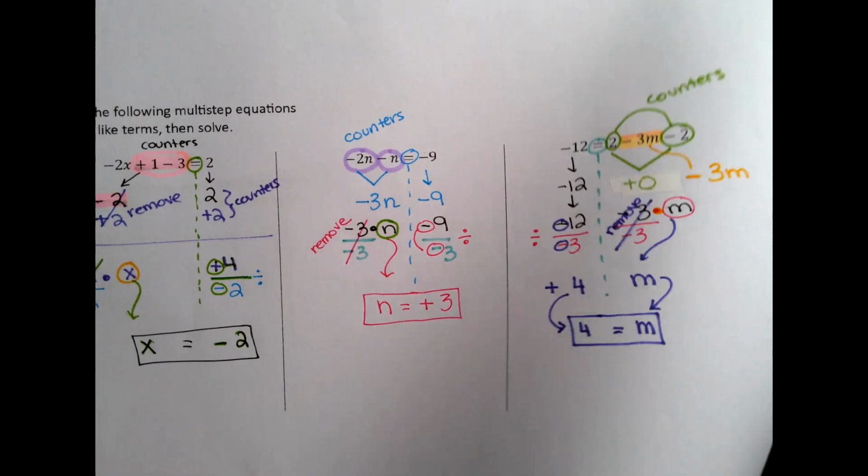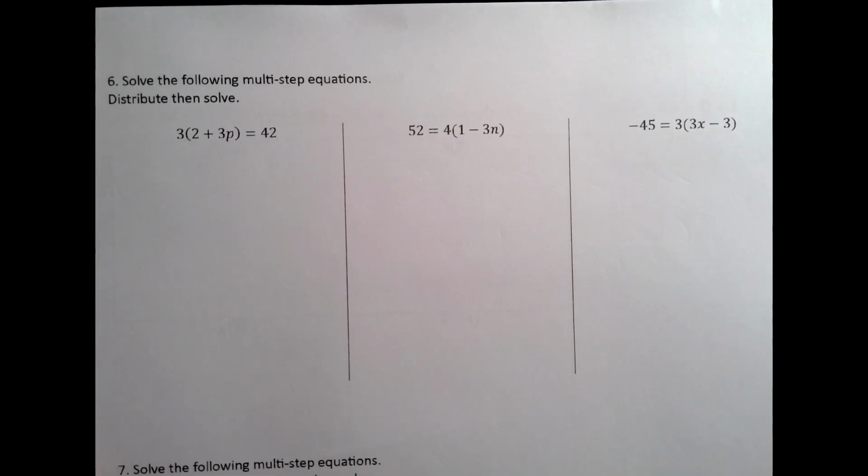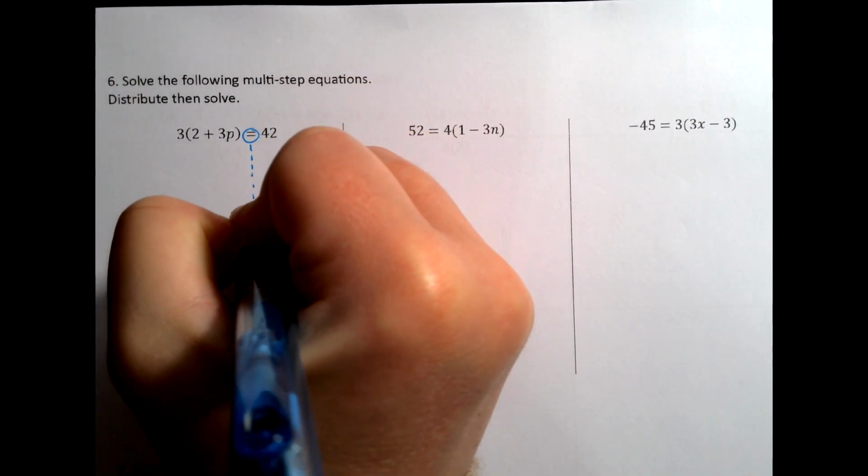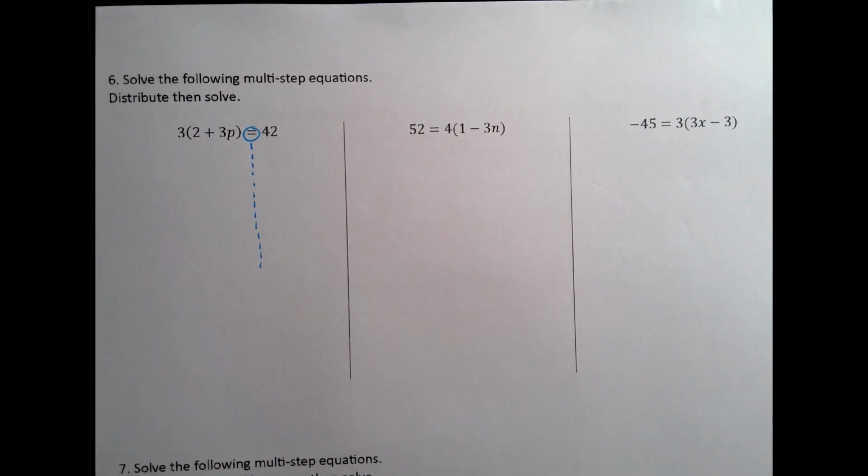All right, moving on. All right, let's go ahead and solve multi-step equations. Now this one, if you notice, it does have parentheses, so that means distributive property will be involved. I'm going to circle my equals and draw a dotted line, a little bit longer here.